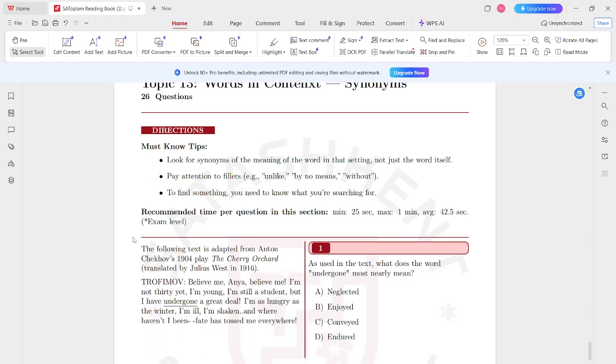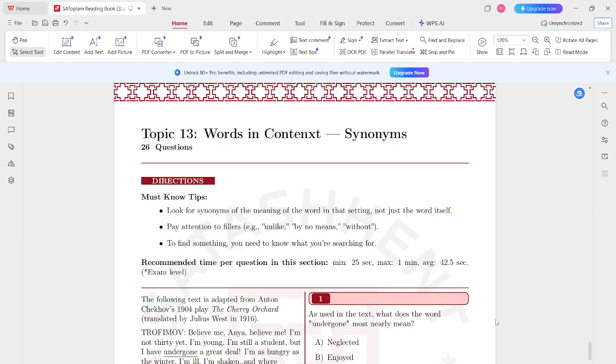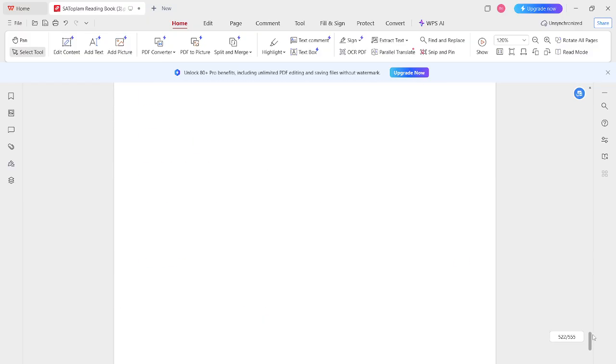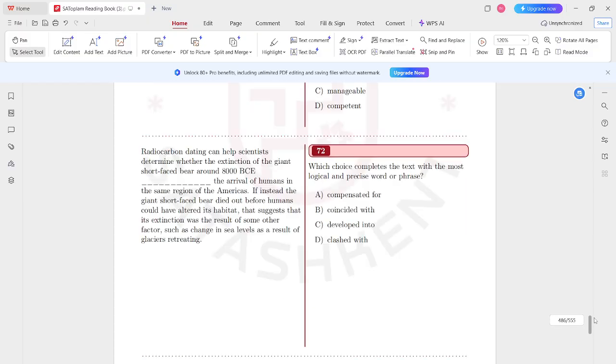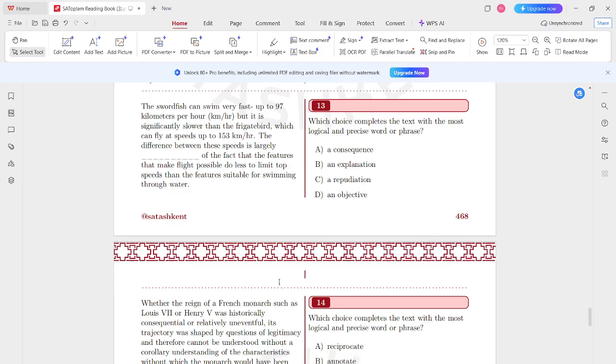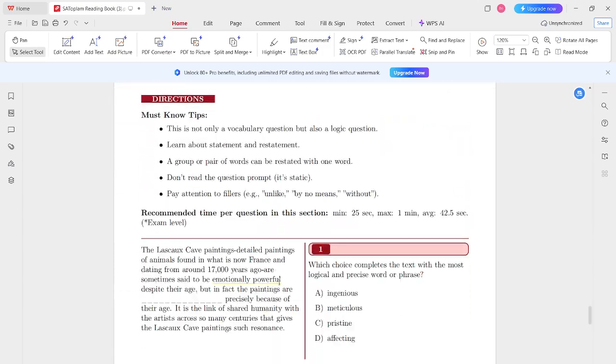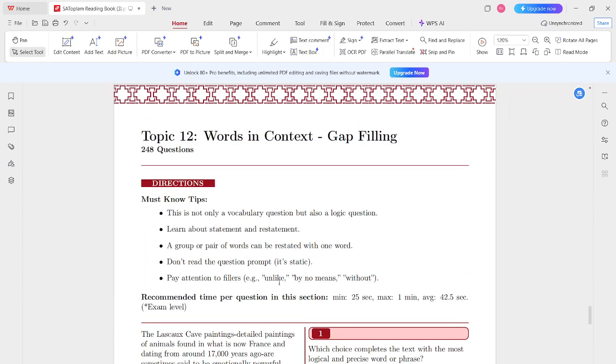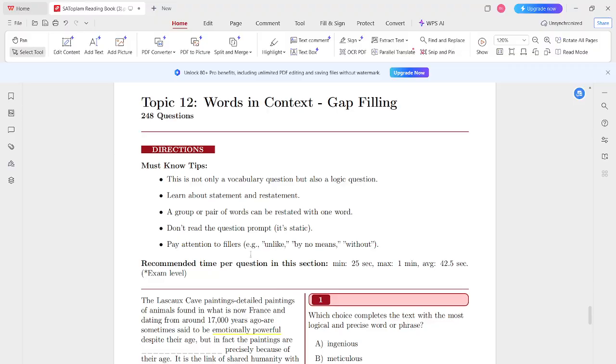All right, so now we can analyze some of the first type of words in context questions. I will show you how to do it. I will give you some tips, and I hope that you can have a basic understanding of such questions at the end of this lesson. So here we have must-know tips.